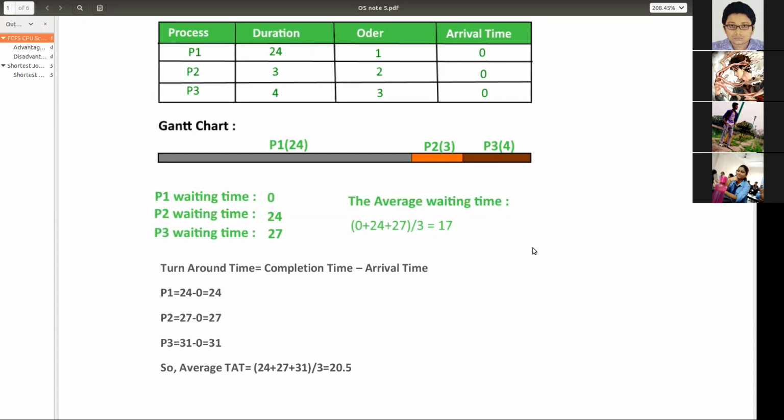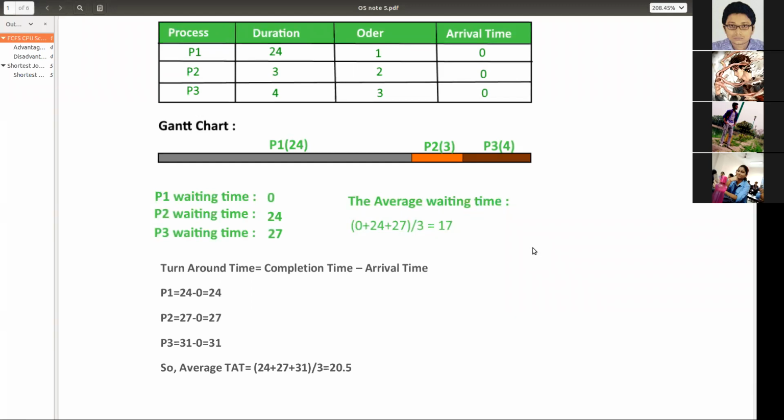Next is P2. The turnaround time for P2 is 27 and the duration of P2 is 3. So 27 minus 3, it will be 24. So P2 has waited for 24 time units to get the CPU, and from the GANTT chart also you can verify, because up to 24 P1 was in the CPU, then P2 started at 24. Next is the waiting time for P3. The turnaround time for P3 is 31 and the burst time for P3 is 4. So 31 minus 4, that will be 27. And you can verify the same from the GANTT chart.